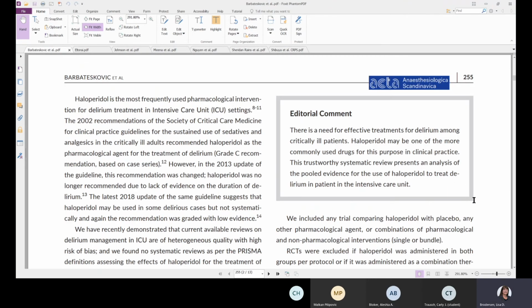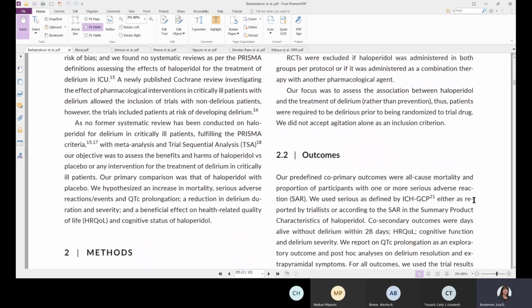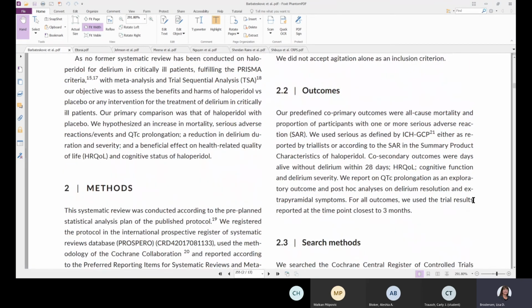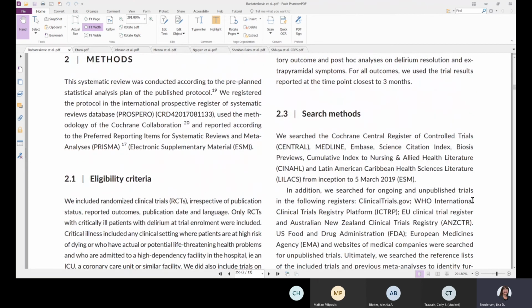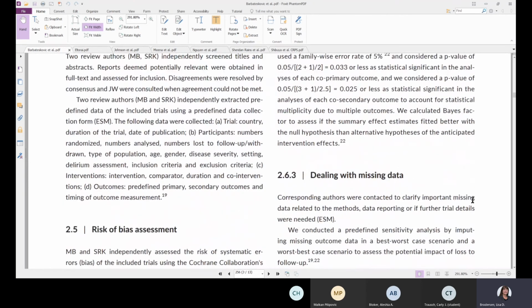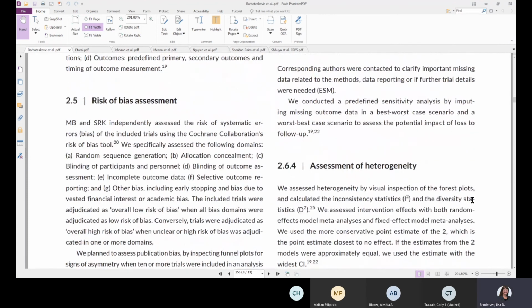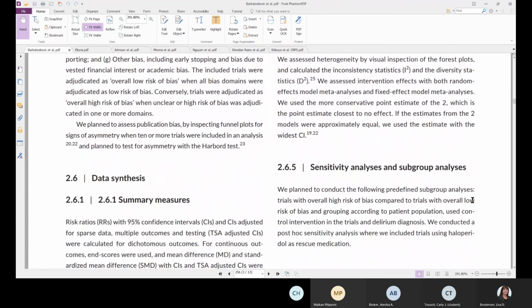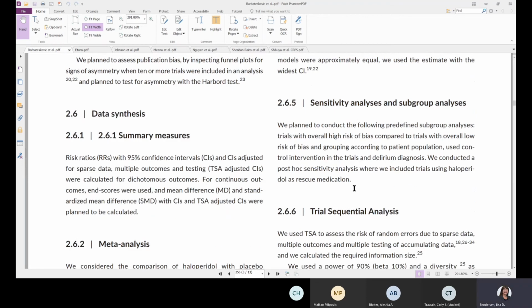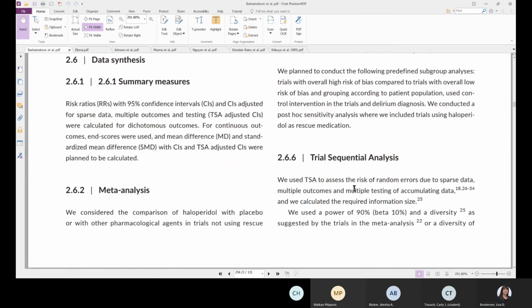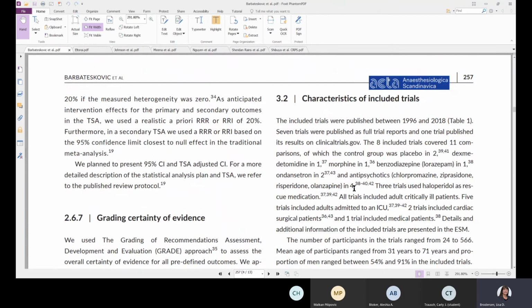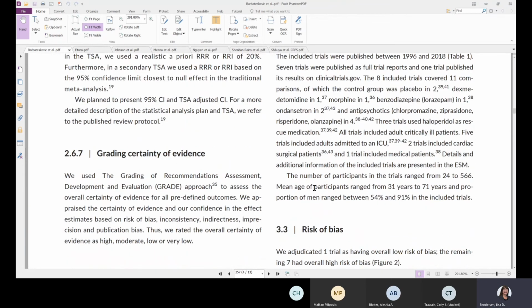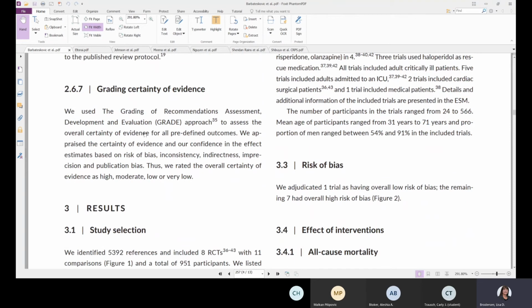The primary source information in this article is going to be the findings of the systematic review. Here they're describing their methods for doing the systematic review. And then eventually, section 2.6 is where they synthesize the data. So from this point forward, you're going to find the analyses they did, and then eventually their conclusions that they make about haloperidol and delirium in the intensive care unit.